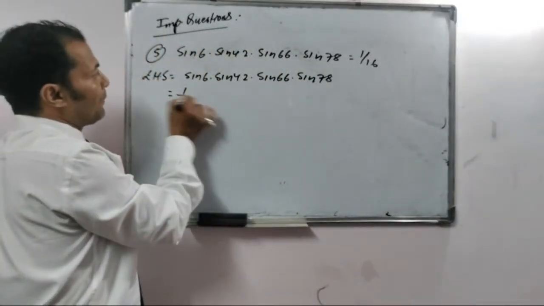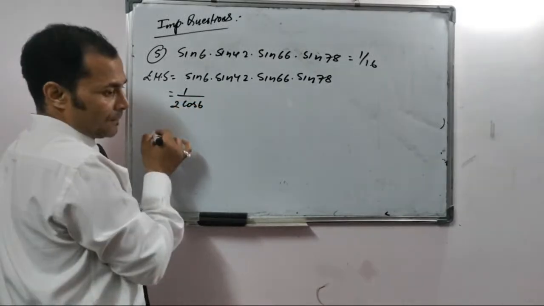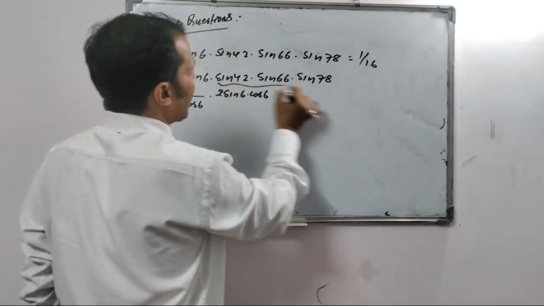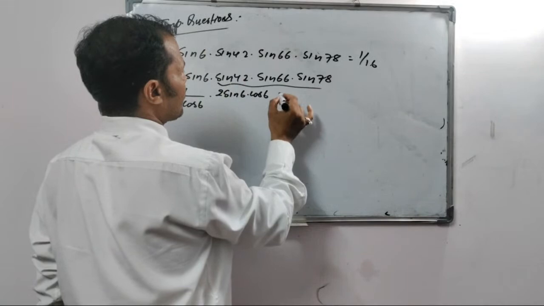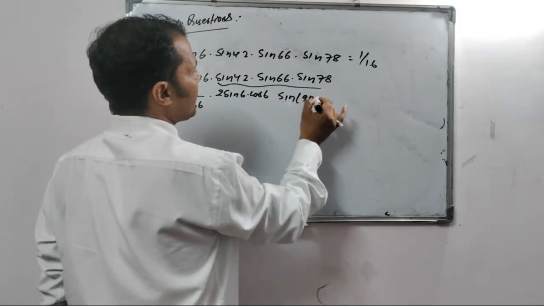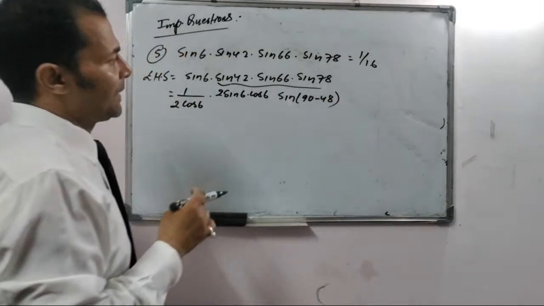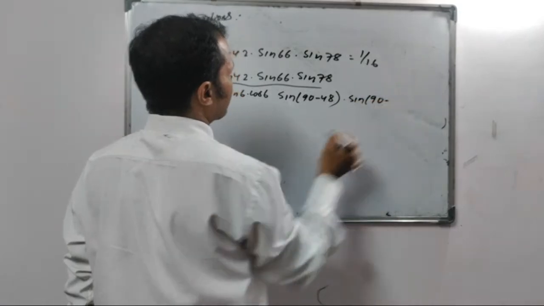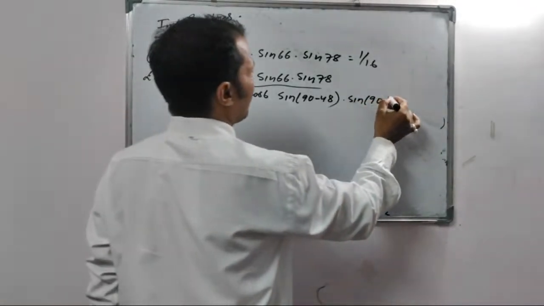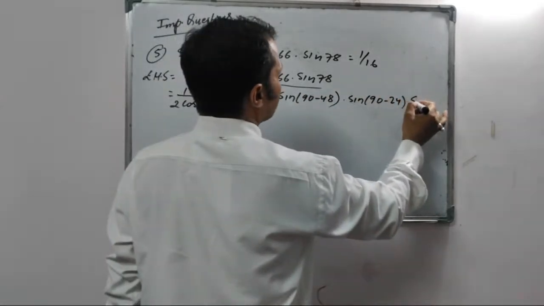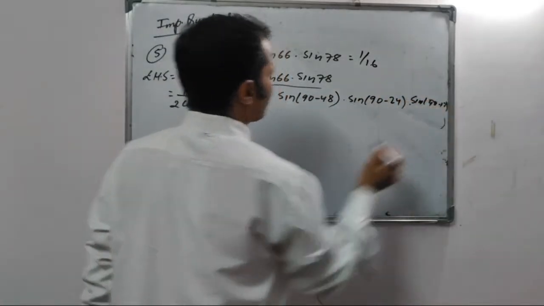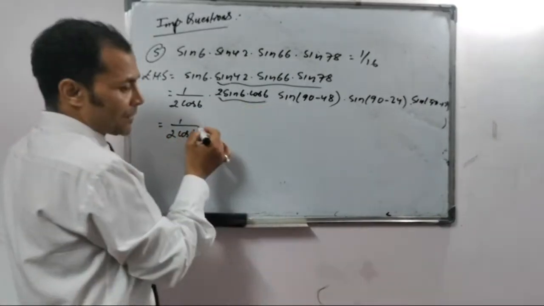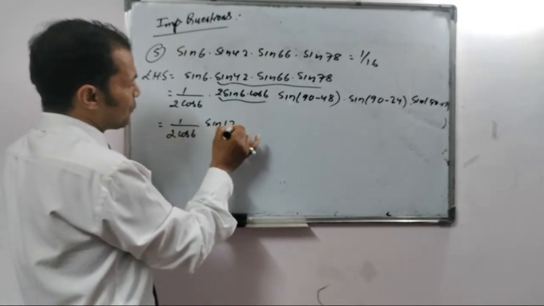Okay, right, 1 by 2 cos 6 into 2 sin 6 cos 6. These have a similar idea. Now look at what to do with the rest. Sin 42 means 90 minus 48, is that right? Sin 66 means 90 minus 24, and this one is sin 90 minus 12. So this means 1 by 2 cos 6, 2 sin a cos a is sin 2a, sin 12 degree.